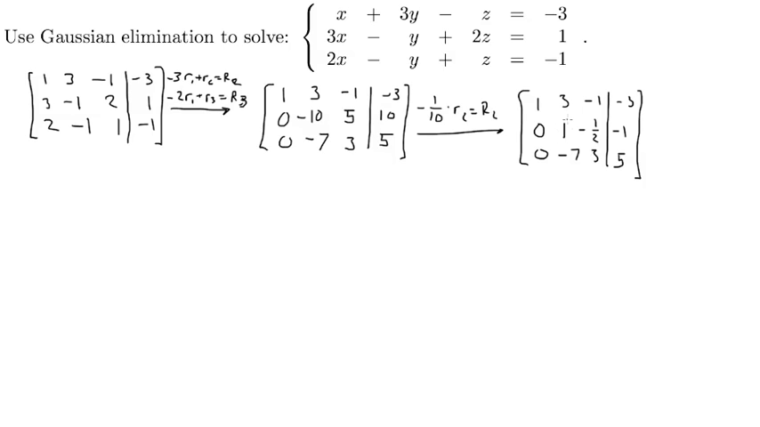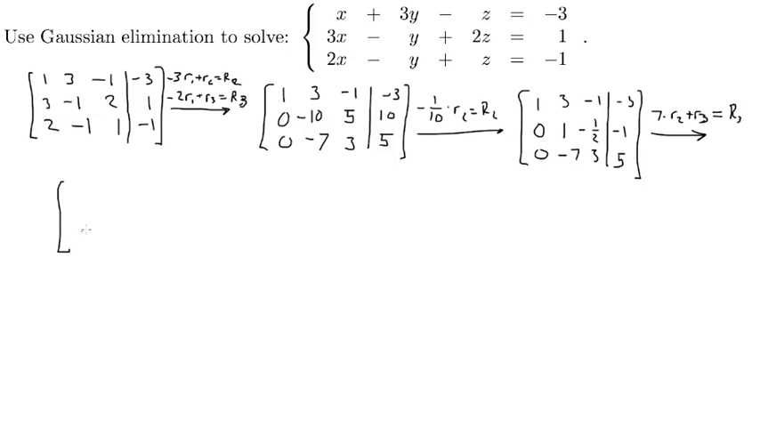Okay, so I now have my 1 where I want it to be in my second column. So I want to get everything below that 1 to be a 0 now. The way I'm going to get that to be a 0 is I'm going to multiply row 2 by 7 and add it to row 3. Notice that that will make this 0. 7 plus negative 7 will be 0.